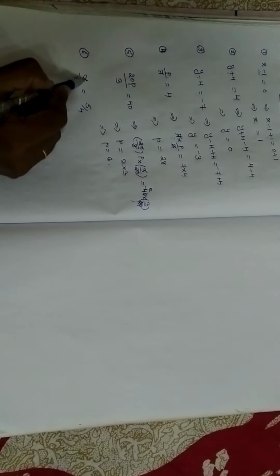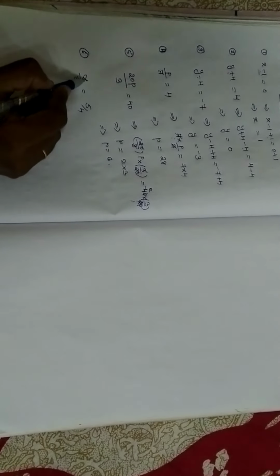Seventh one, 3s is equal to minus 9. So here it is multiplication, so we take division. 3s into 1 by 3 is equal to minus 9 into 1 by 3. That is, 3 and 3 cancelled. s remaining is equal to 3 threes are 9, 1 three is equal to 3. Minus 3 into 1, that is s is equal to minus 3.